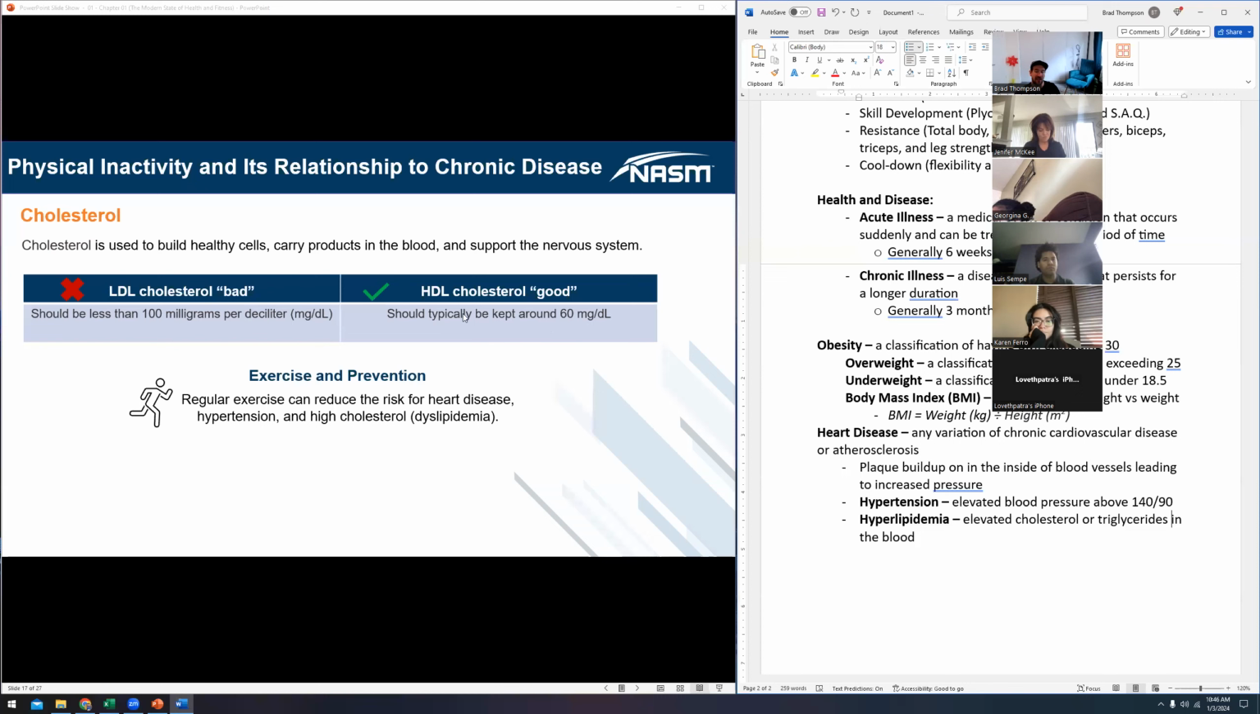Ideally, we want to keep that cholesterol around 60 milligrams per deciliter of blood. And we want to keep that LDL cholesterol less than 100 milligrams per deciliter of blood. Two types of cholesterol, guys. HDL, which is the high density stuff, and LDL, which is the low density stuff.